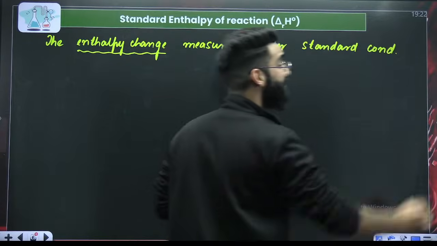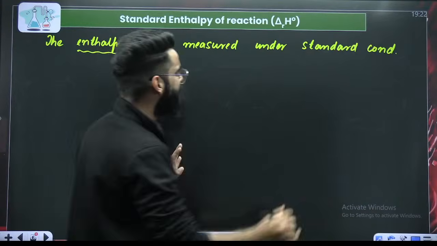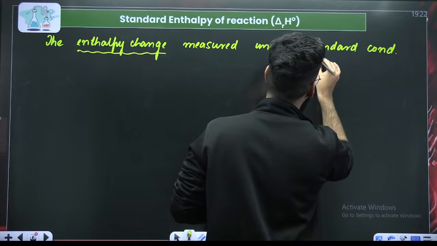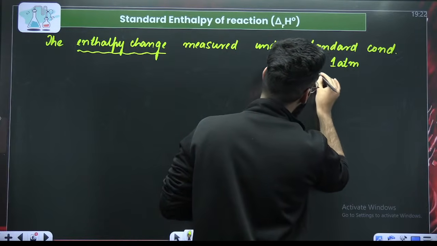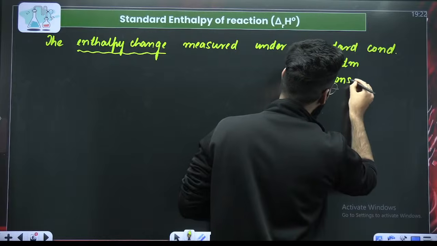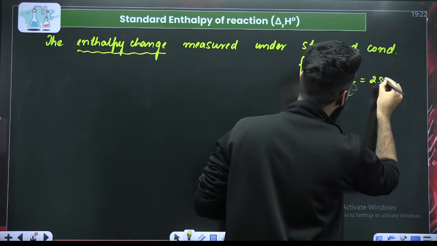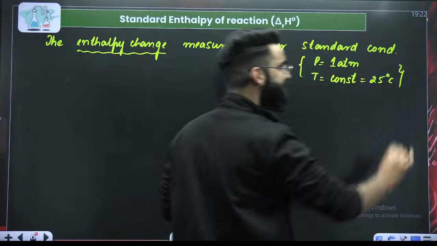Now the point is, what are standard conditions? Standard conditions are pretty simple here, guys. When pressure is kept as 1 atm and temperature is kept constant, which is generally taken as 25 degrees centigrade. Now what does it mean exactly?